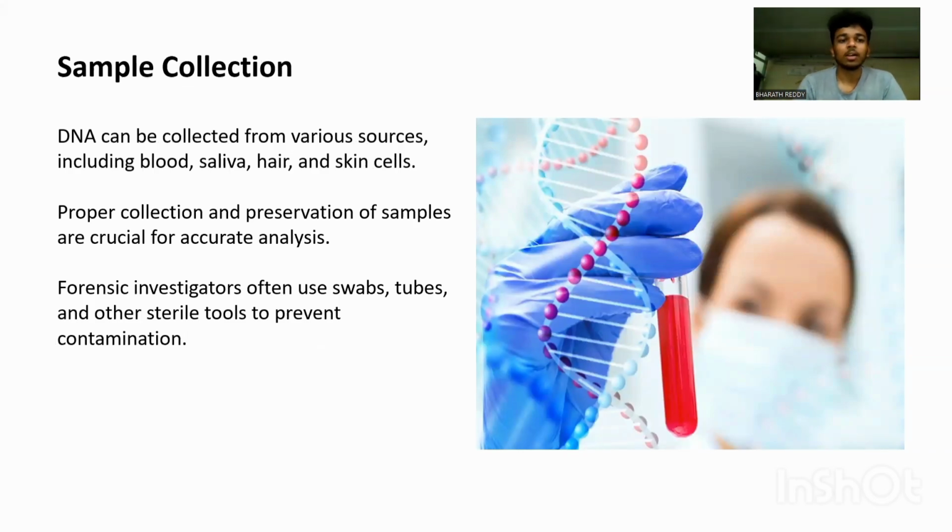Sample collection. DNA can be collected from various sources, including blood, saliva, hair, and skin cells. Proper collection and preservation of samples are crucial for accurate analysis. Forensic investigators often use swabs, tubes, and other sterile tools to prevent contamination.